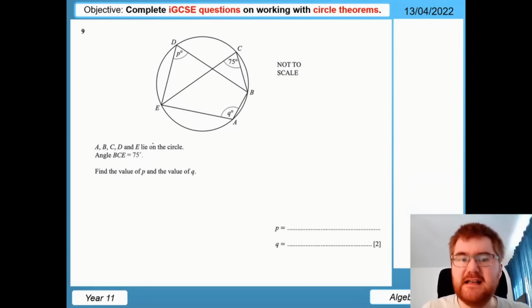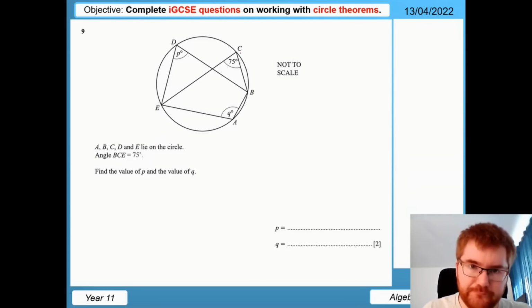Okay, let's continue. So we're on to question 9. This is one of the short answer questions that you get. A, B, C, D, and E lie on a circle. Angle BCE is equal to 75, already marked in our diagram. Find the value of P and the value of Q. First of all, we don't have the centre of the circle, so no isosceles triangles.